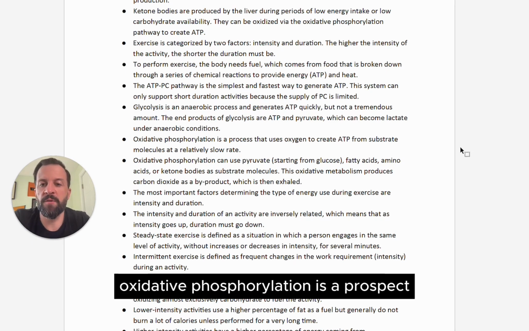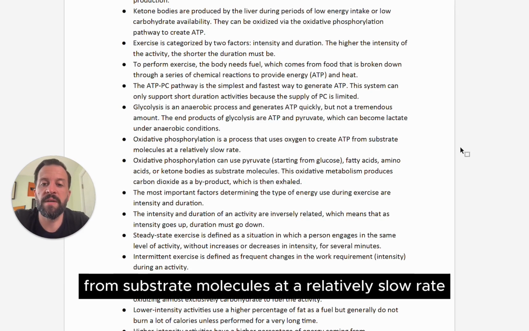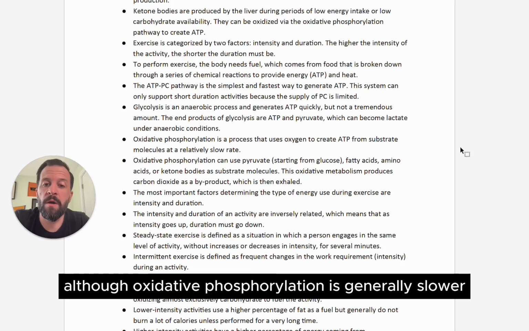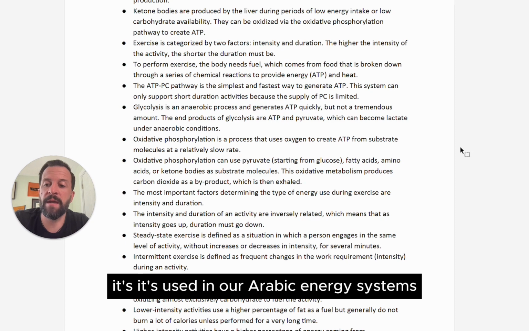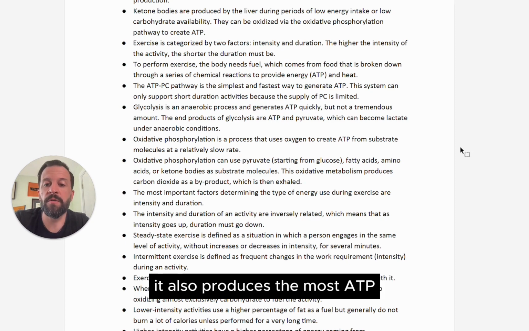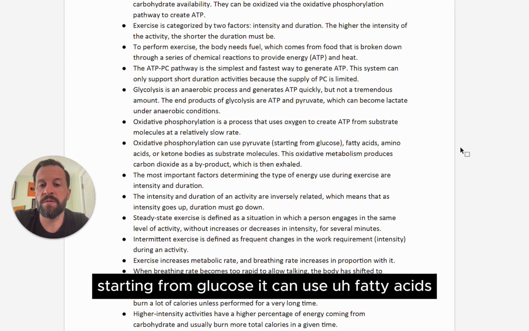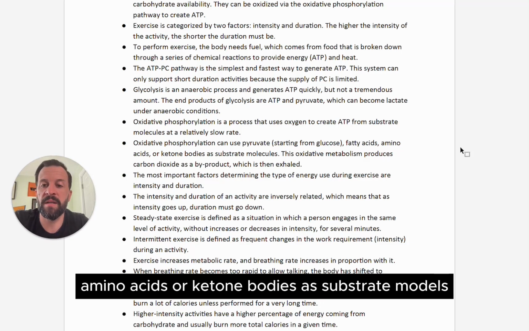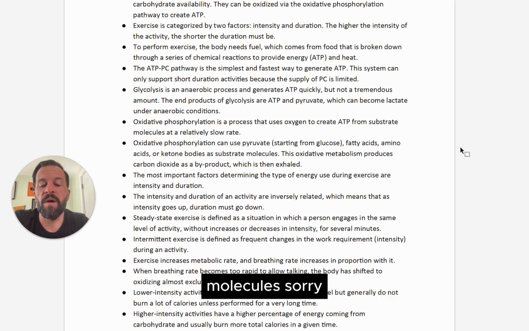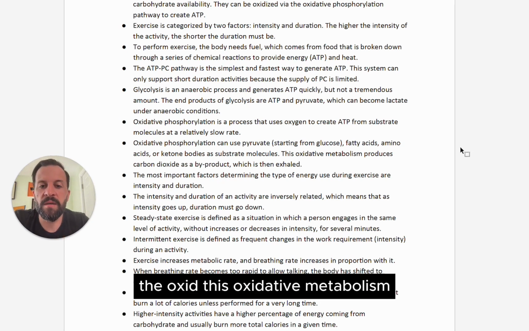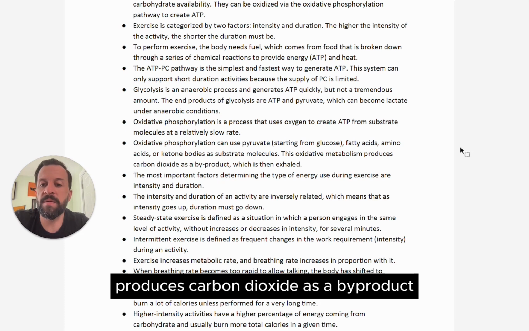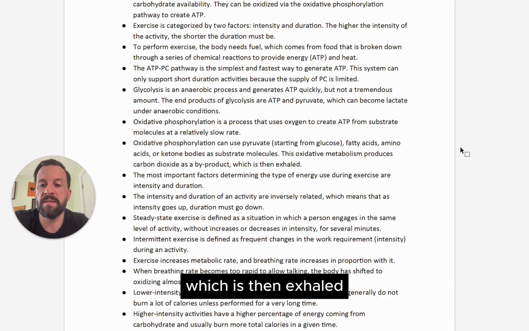And then oxidative phosphorylation is a process that uses oxygen to create ATP from substrate molecules at a relatively slow rate. So although oxidative phosphorylation is generally slower, it's used in our aerobic energy systems, and it also produces the most ATP. Oxidative phosphorylation can use pyruvate, starting from glucose. It can use fatty acids, amino acids, or ketone bodies as substrate molecules. This oxidative metabolism produces carbon dioxide as a byproduct, which is then exhaled.